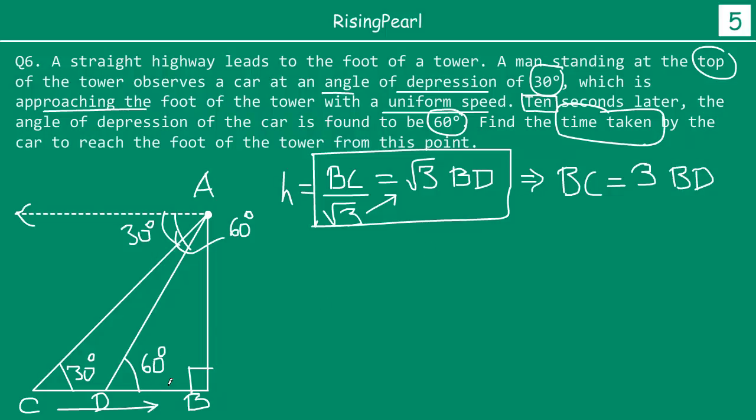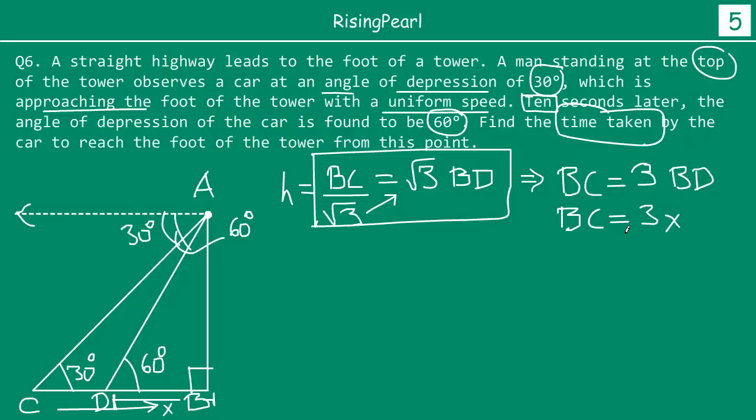Now let us say BD is x. So BD is this distance, which is what the car actually has to travel. This is the distance. So let's say BD is x. So we will say that BC is equal to 3x.